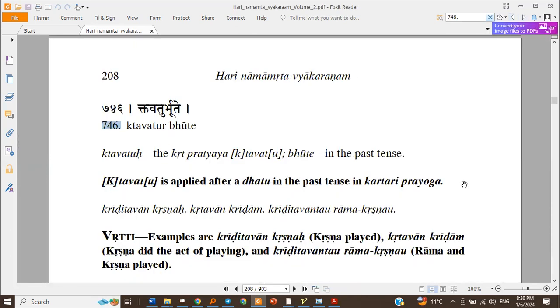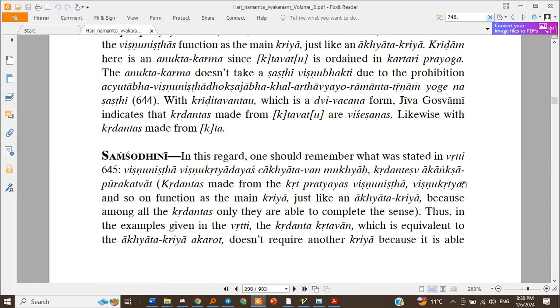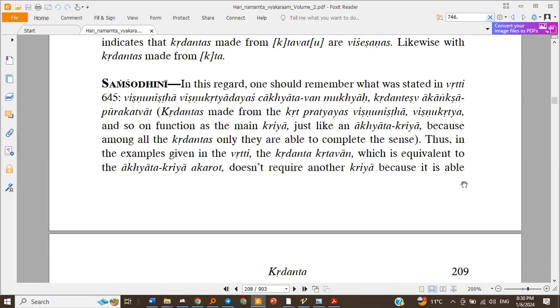Okay. Tavatul Bhute, so the Sankshodhani. Kridanta is made from the Krit Pratyayas, Vishnu Nishtha, Vishnu Kritya, and so on. Function as the main Kriya, just like an Akhyat Kriya. Because among all the Kridantas, only they are able to complete the sense.